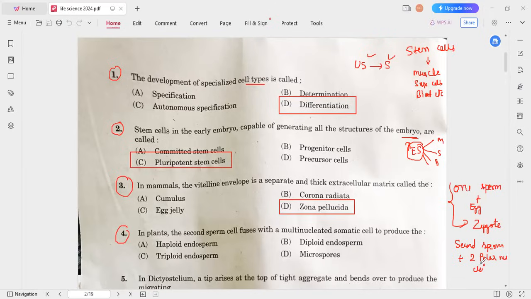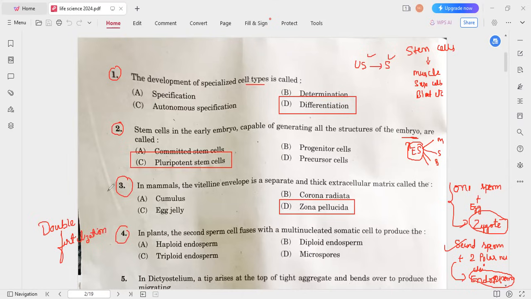That will develop into endosperm. If one sperm fuses with the egg, that will form the zygote. If the second sperm fuses with the two polar nuclei, that will form the endosperm. This process in plants is called double fertilization.